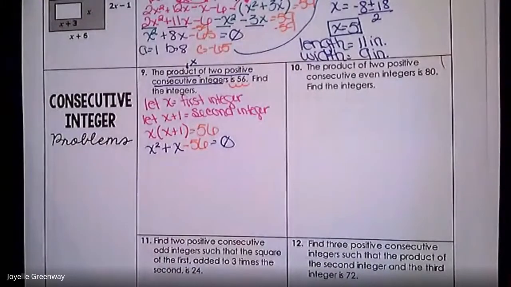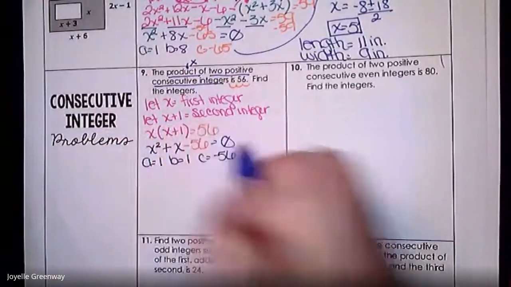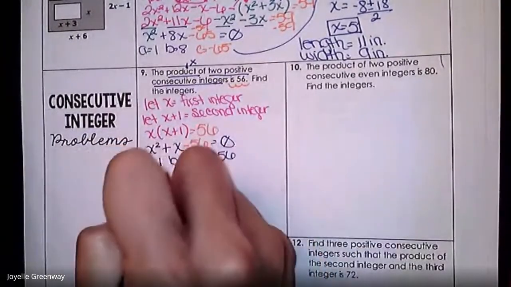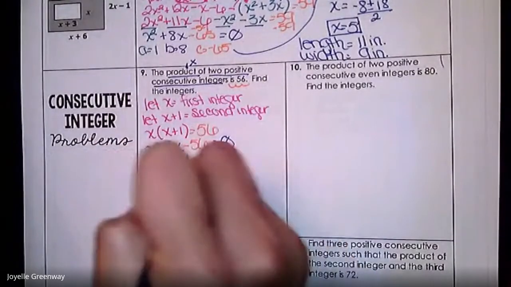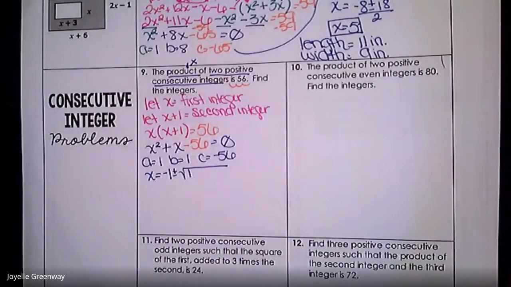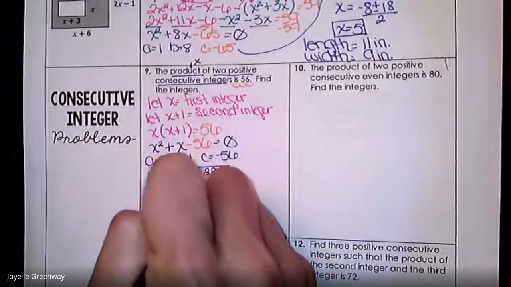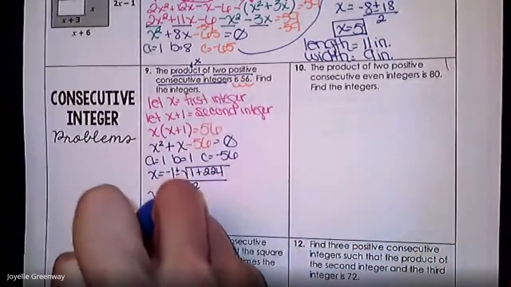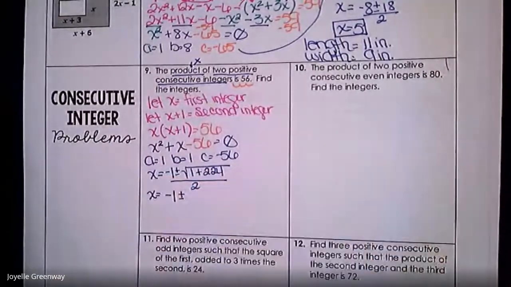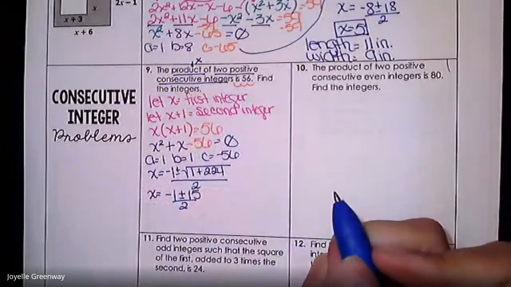And now you can use your quadratic formula. So a is 1, b is 1, c is negative 56. So x is equal to negative b, so negative 1 plus or minus the square root of 1 squared, which is 1, minus 4 times a times c. Negative 4 times negative 56 will give me a positive number. So 4 times 56 is 224, divided by 2 times a, which is 2. So I get x is equal to negative 1 plus or minus the square root of 225. Is this 15? Yeah, which is 15, divided by 2.